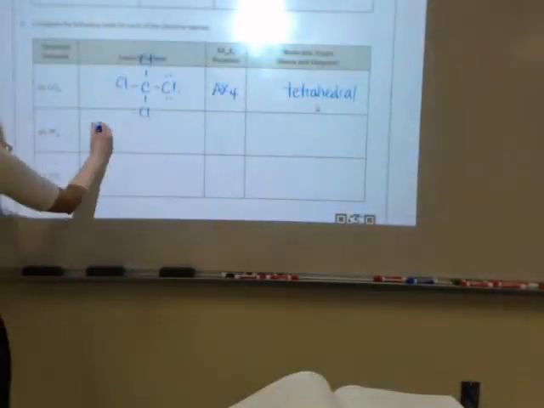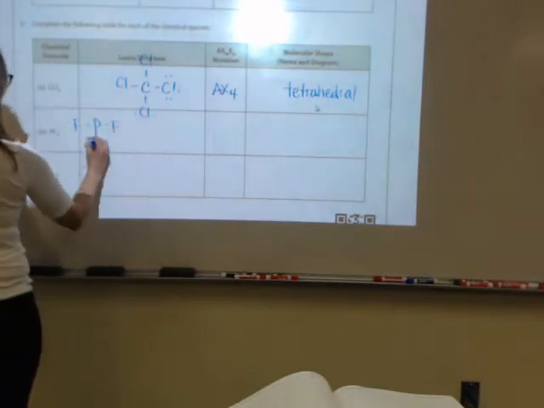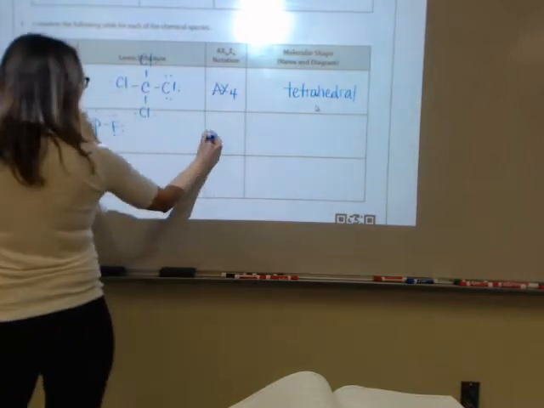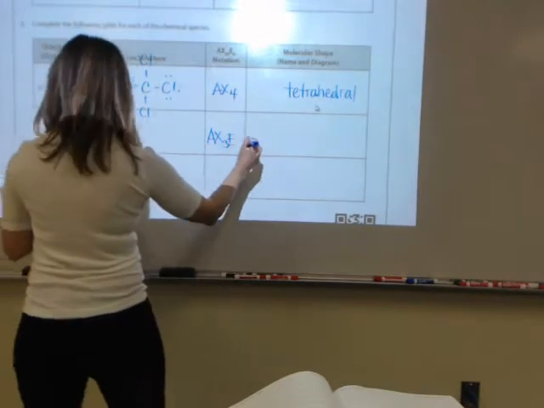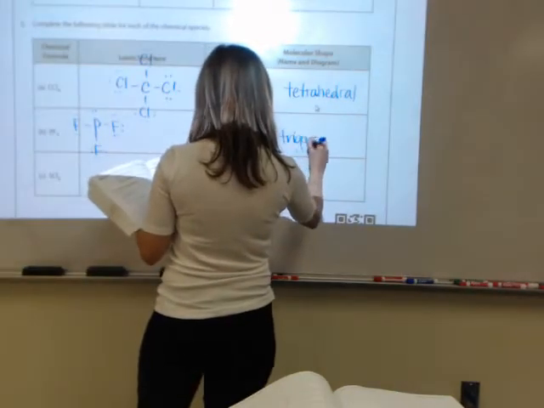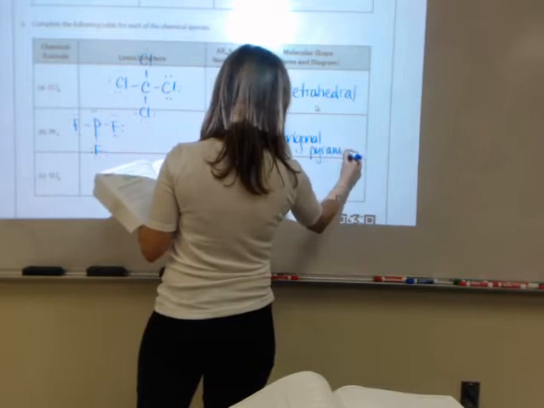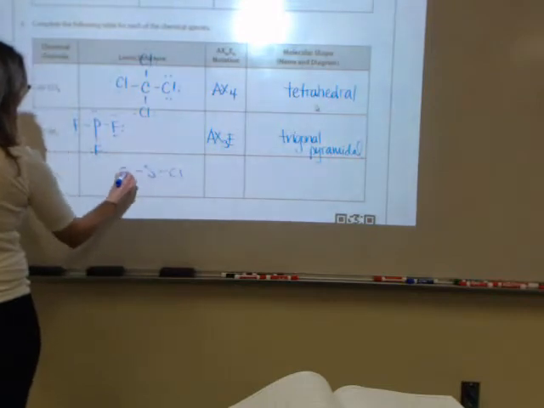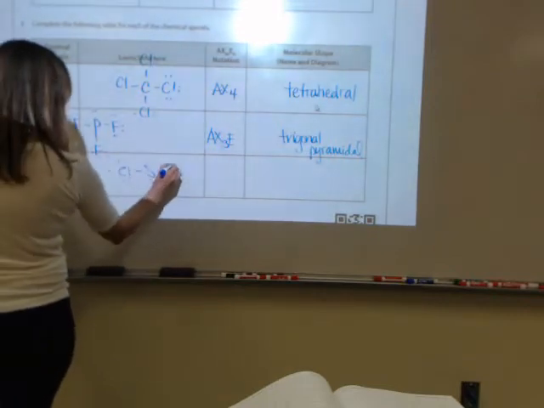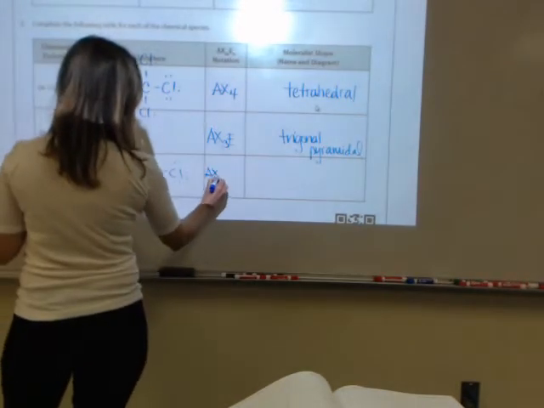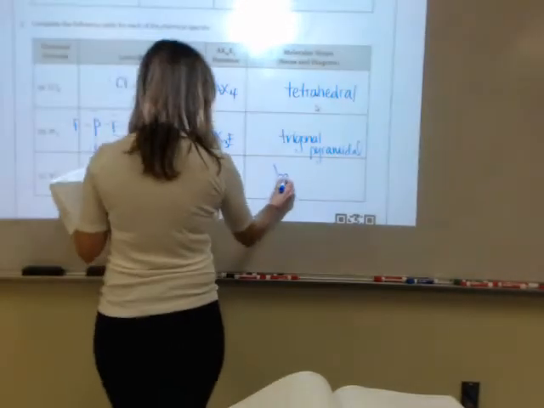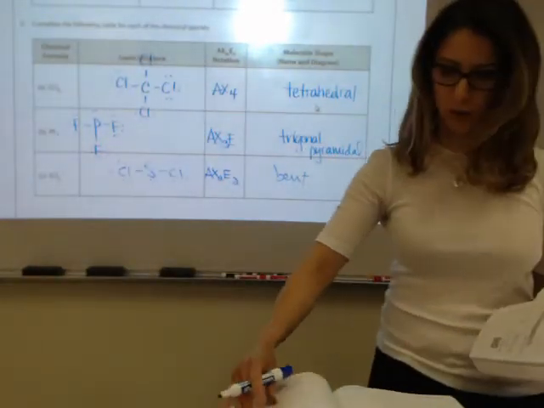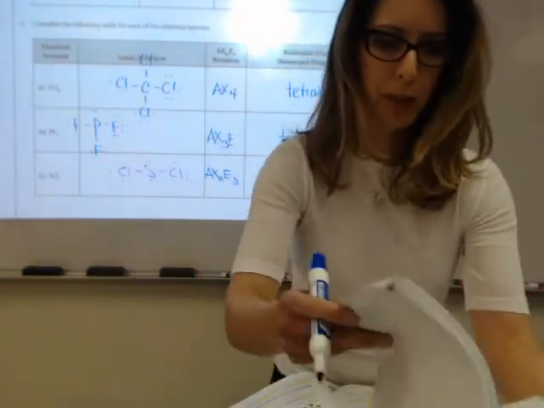For B, PF3, P is your central atom with 3 fluorine coming off of it. This is AX3E, and this is trigonal pyramidal for its shape. SCl2, sulfur in the middle with chlorines attached on either side. This would be your Lewis structure, which is AX2E2, and this is bent or angular. Let's turn to the next page.